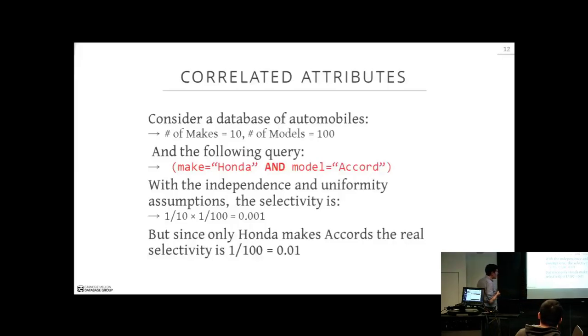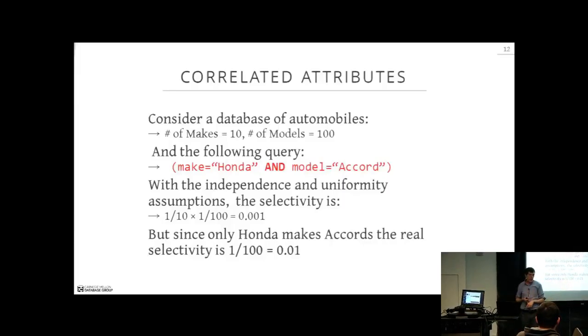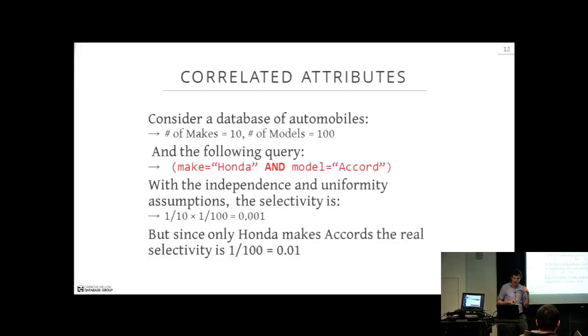So here is an example of how the independence assumption breaks and the uniformity assumption breaks as well. I always like to show this example that came from Guy Lohman, the guy who did the Starburst paper we talked about last class. All right, so consider a database that has a bunch of tuples of automobiles. And the unique number of makes we can have is 10. All right, so this is your Honda, Ford, Chrysler. And then the number of models we have can be 100. So like, you know, Accord, Camry, Corolla. Those are all Japanese cars, that's okay. And say we have a query, we're going to do a lookup, find all the automobiles where the make equals Honda and the model equals Accord.